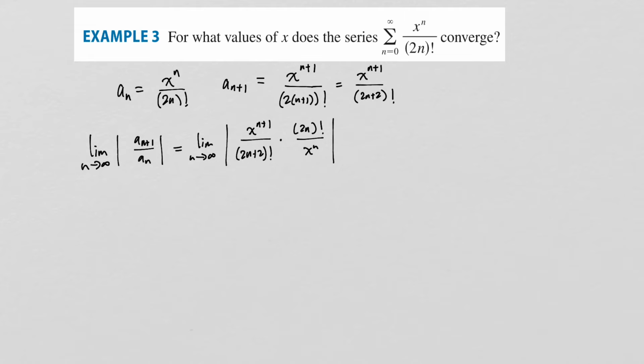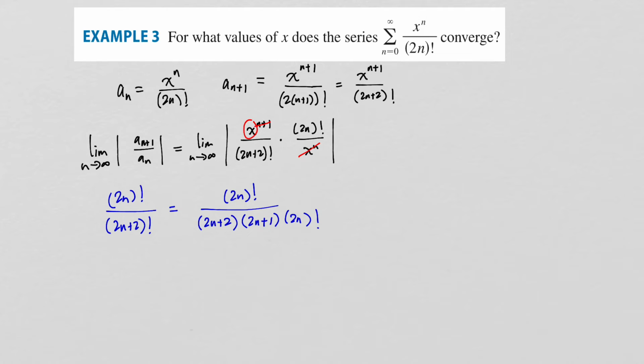Okay, and so we can see cancellation happens here. We are left with just an x. Now what about 2n factorial divided by 2n plus 2 factorial? Well, let's remember that 2n plus 2 factorial can be written as 2n plus 2 times 2n plus 1 times 2n, and then the rest. So remember, you can always stop a factorial and just put your exclamation point, and that carries out the rest of the terms, or the factors.